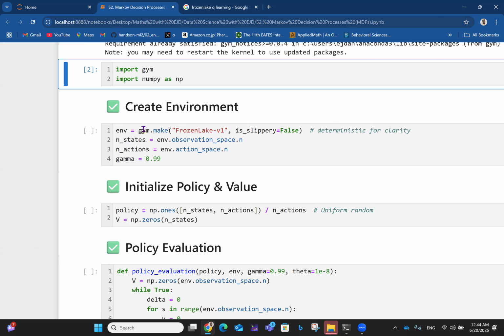The next thing is you want to create the environment, so you have the environment with gym.make. You want to make FrozenLake-v1, which is more like a slippery lake.